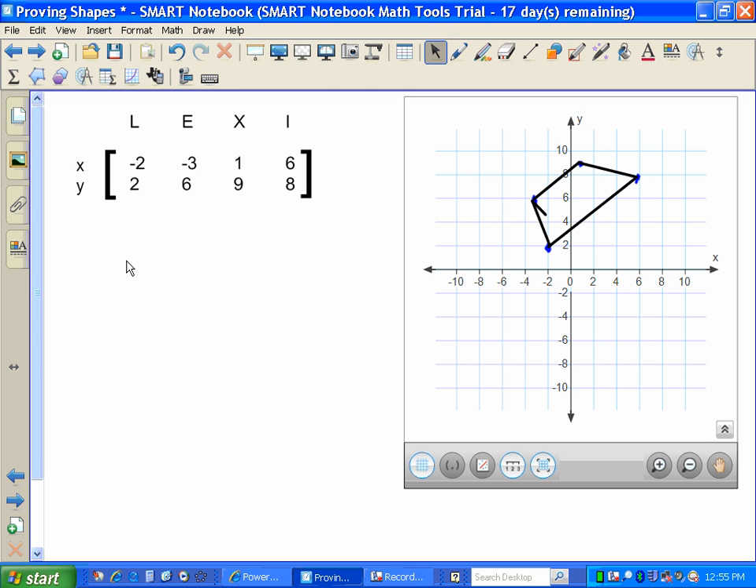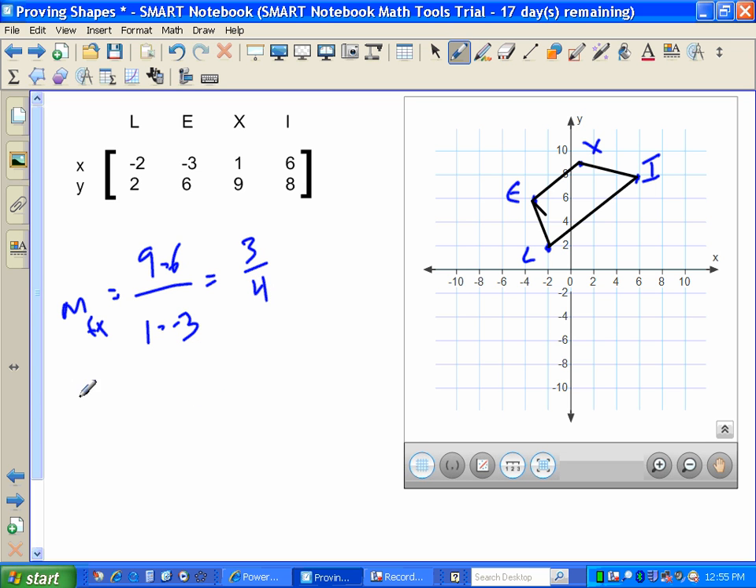Time being of the essence, we're going to just scoot right to this particular piece here. So Lexi, let's see, slope of, oops, I've got to put some coordinates in, LEXI, is that last one. So let's do the slope of EX. Slope of EX is 9 minus 6 over 1 minus negative 3. Okay, that's the slope of EX. And so we end up with 3 over 4.